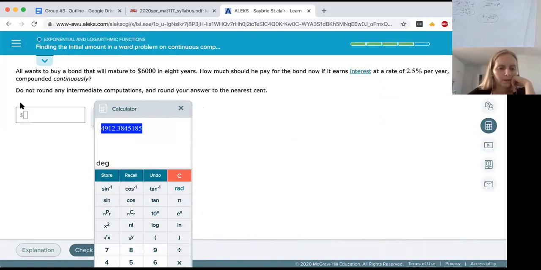Okay, so 4912. So it's going to be like this. And that one still doesn't round up. That would have been 385. That would have rounded to 39 cents. All right, that should take care of this section.